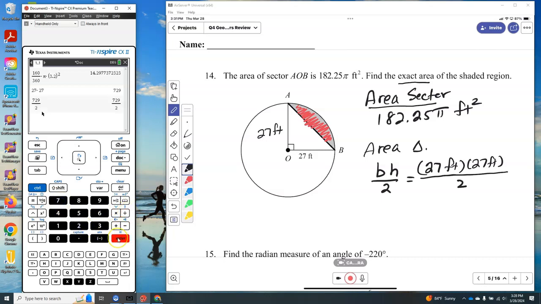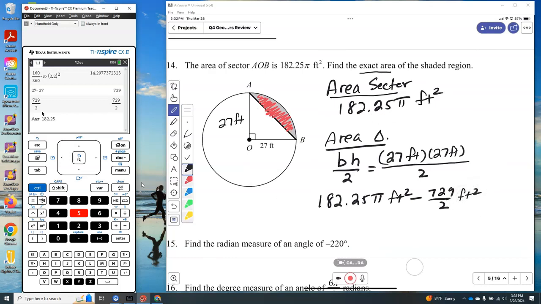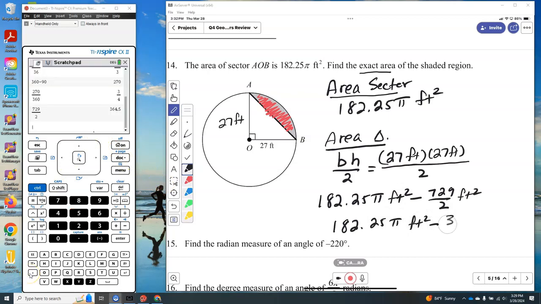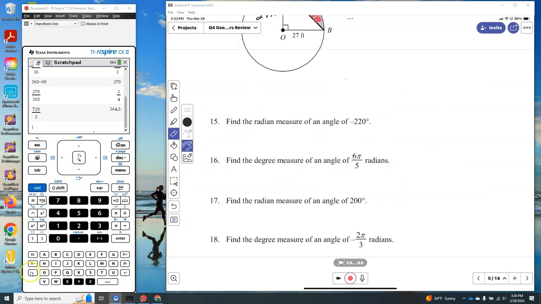So you have 27 times 27, and then you divide by 2. So it's 182.25 pi feet squared. You subtract 729 over 2 square feet. If you want to leave it as a decimal, it'd be 182.25 pi square feet minus 729 divided by 2, which is 364.5 square feet.